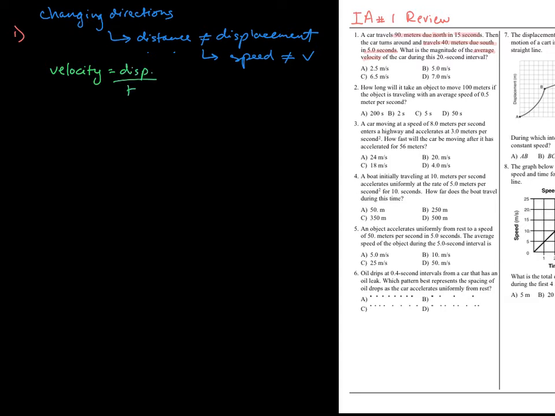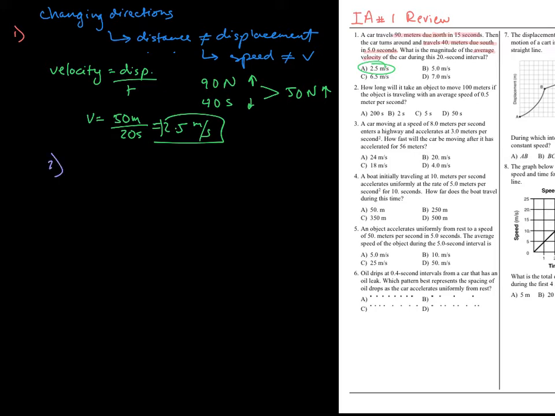Our displacement here, we're going 90 north and then 40 south. Going up and then down. So overall, this leads into 50 meters going north. That's our displacement. And then our time is 20 seconds. So v equals 50 meters over 20 seconds. You get 2.5 meters per second as your answer.